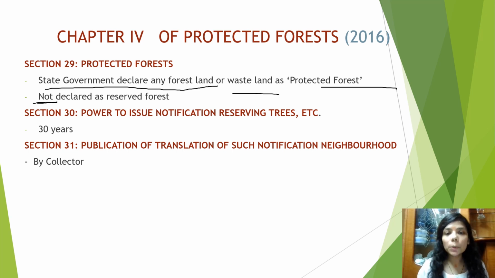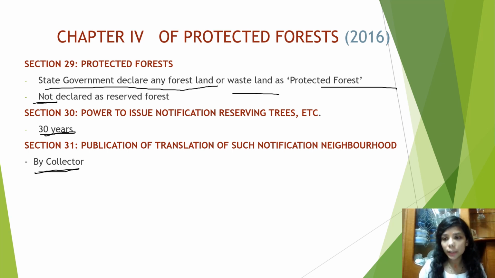Section 30, power to issue notification reserving trees, etc. Such notification shall continue for 30 years. Section 31, publication of translation of such notification in neighborhood, it shall be done by the collector. So basically declaration is being made by the state government, and publication of such declaration is made by the collector.